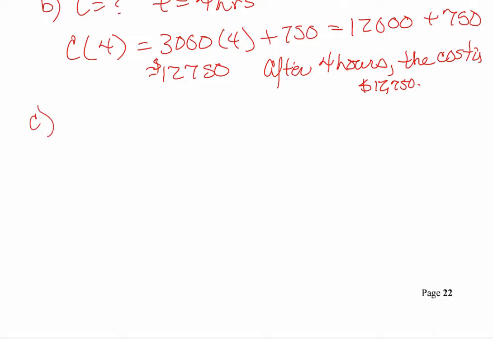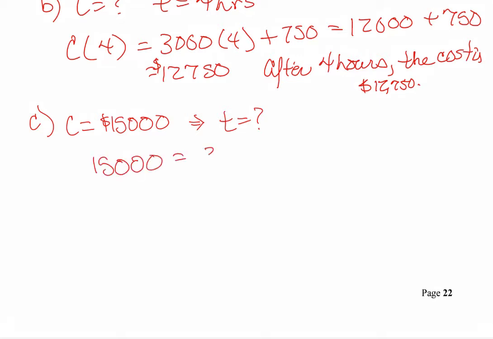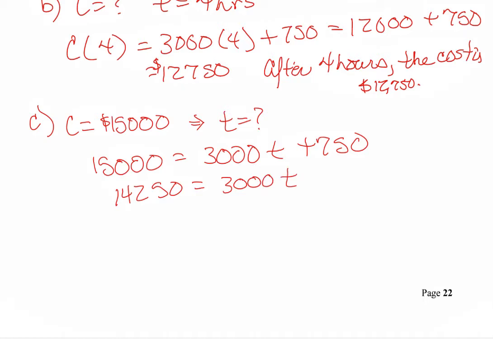And part C is asking you to find the time elapsed in order for the cost to increase to $15,000. So cost equals 15,000, then t equals, we don't know. So you're going to set 15,000 equal to 3,000t plus 750 and solve. So that's 14,250 equals 3,000t. So 4.75 equals t.